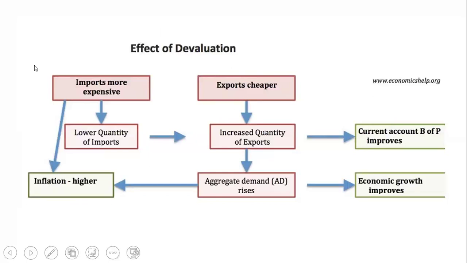The effects of devaluation: imports being expensive leads to a lower quantity of imports and thus higher inflation. Also, exports being cheaper increases the quantity of exports and leads to a rise in aggregate demand, further increasing the inflation.